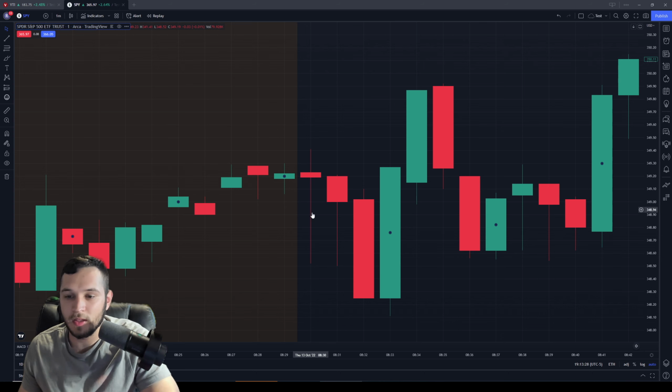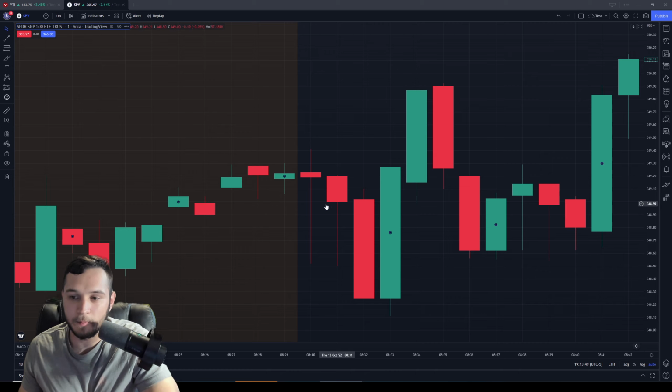So what that means, this represented a huge wick in a small body. That means from open to close, within that 1 minute period, the stock didn't move much in terms of price range. But in between that minute, it moved a lot.